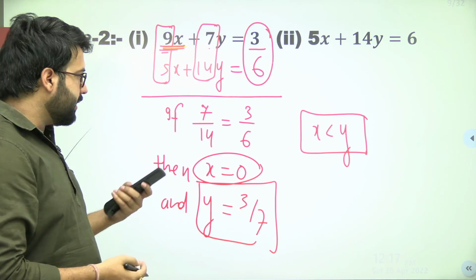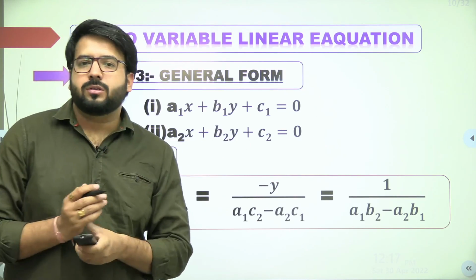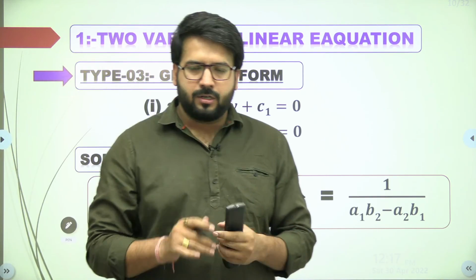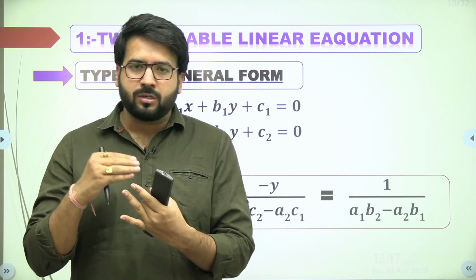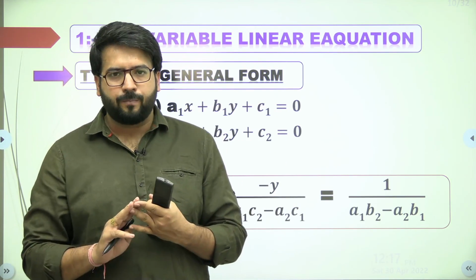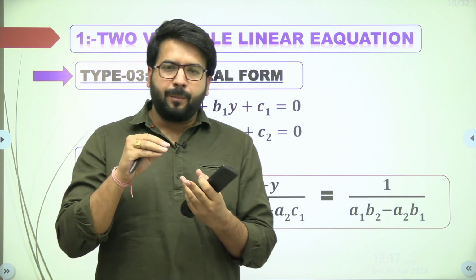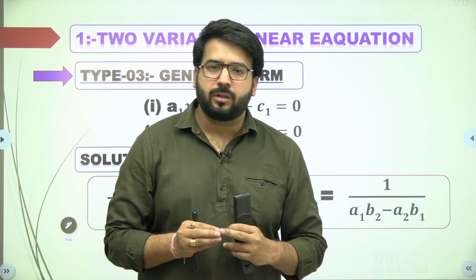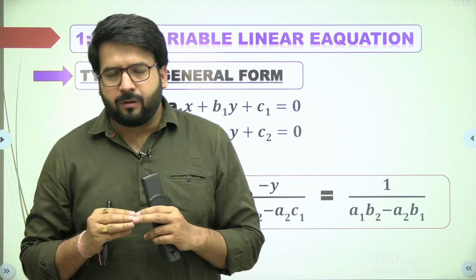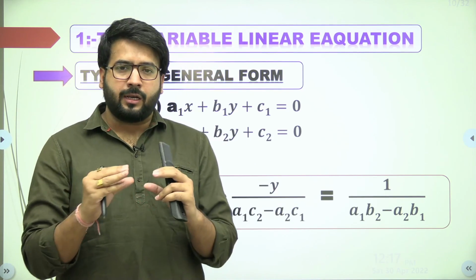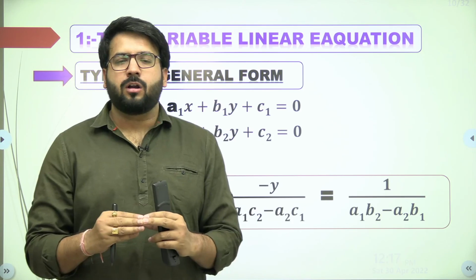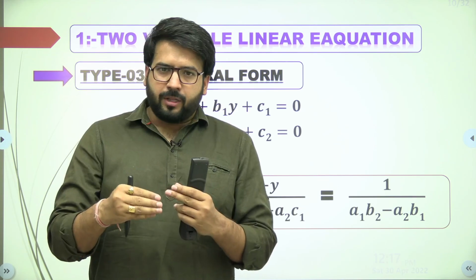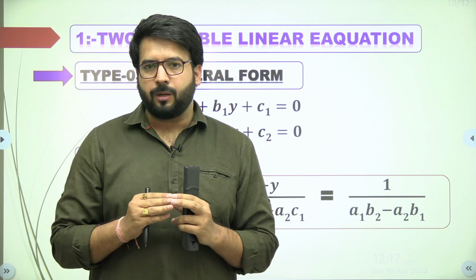This is the second type of linear equation, and the third type of linear equations is when these two conditions are not followed. Just imagine if the equations are not given in the form of coefficient interchange, and the ratio between the coefficients of x and y is not equal to the constant ratio, then how will you solve these linear equations? If you are not getting these conditions, then we have to solve linear equations on the basis of basic methods, and the basic methods are the elimination method, the substitution method, and the cross multiplication method.